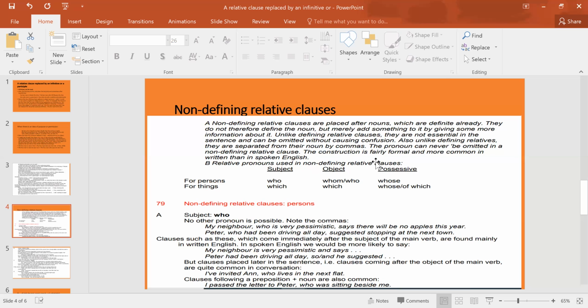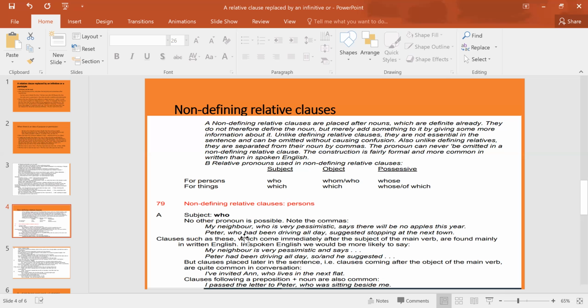The construction is fairly formal and more common in written than in spoken English. So their construction is more formal, you can say written English, and less formal in spoken English. So they are usually used for written English. For persons we use who as subject, whom and who as object, and whose as possessive in non-defining relative clauses. For things we use which as subject and which as object as well, and whose or of which as possessive. Let's have a look at the examples.